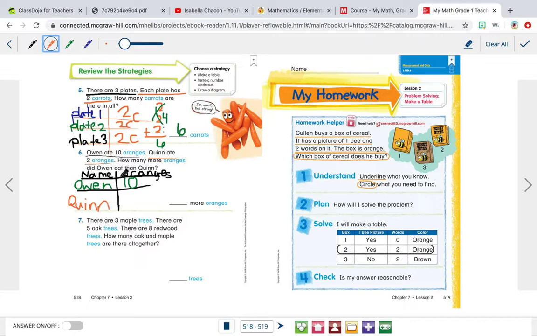Quinn. And Quinn ate 2 oranges. So how many more oranges did Owen eat than Quinn? So we're going to subtract 10 minus 2. So we're going to have 10, take away 2.